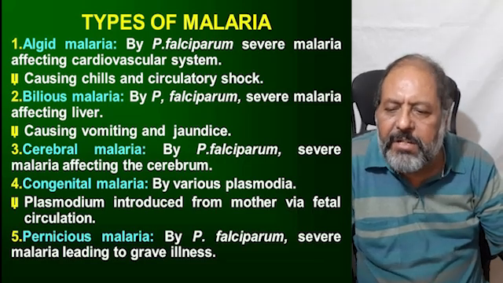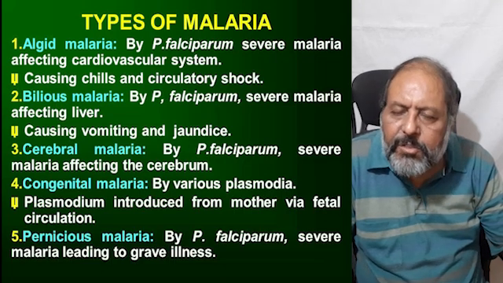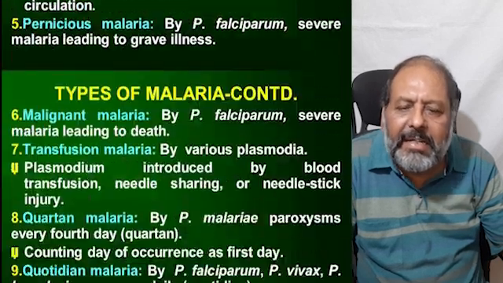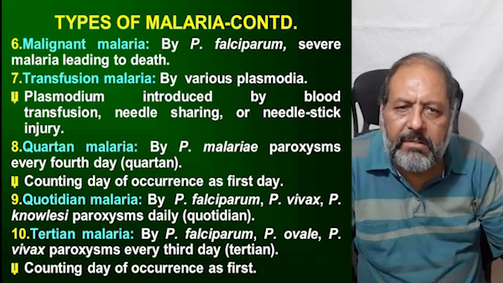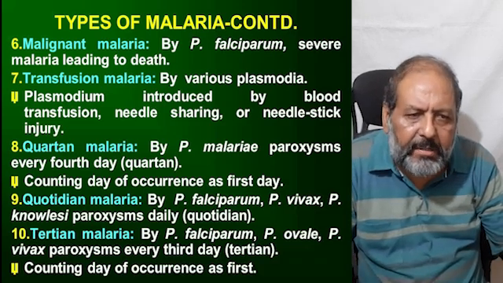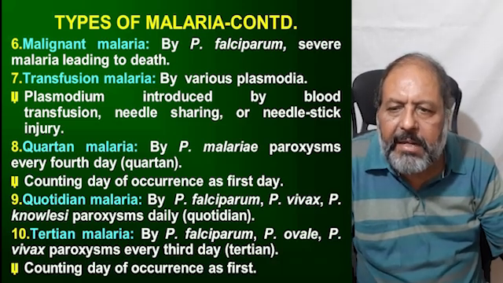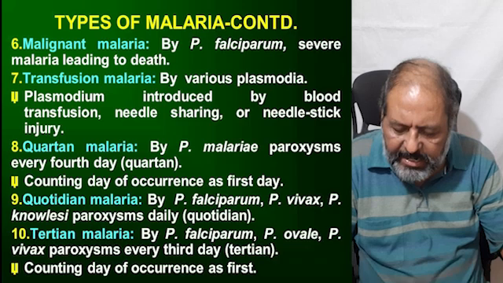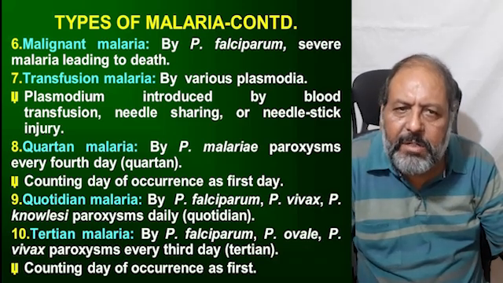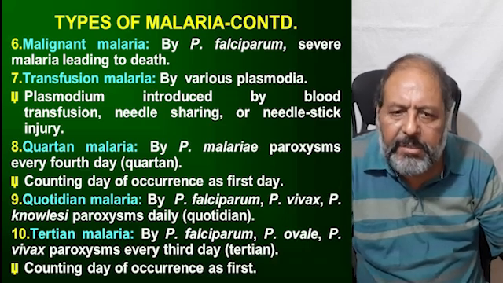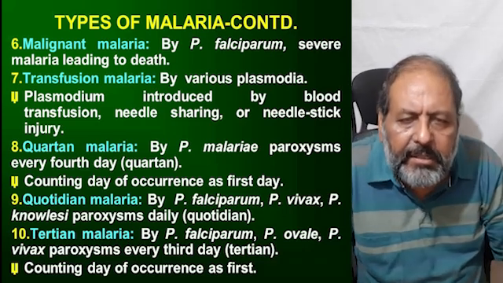Then number 5 is pernicious malaria. It is by Plasmodium falciparum, severe malaria leading to grave illness. Number 6 is malignant malaria, which is by Plasmodium falciparum, severe malaria leading to the death of the patient. Then transfusion malaria, as the name is indicative, is by various Plasmodium introduced by blood transfusion, needle sharing or needle stick injury to another person.